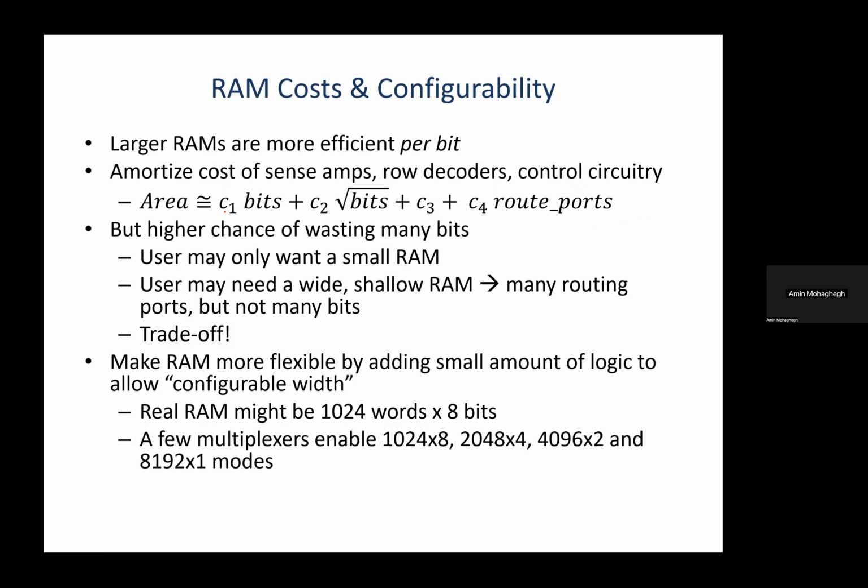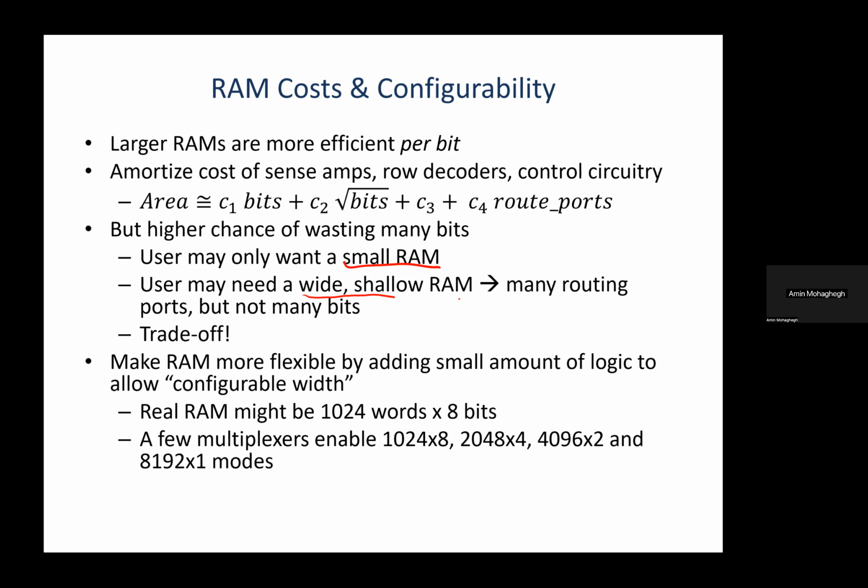If we make big RAMs, our cost per bit is minimized, right? Because we amortize all this other stuff. But if we make really big RAMs, there's a higher chance of wasting a lot of it. Because if we have a lot of little logical RAMs, we're just going to wind up mapping them to big physical RAMs, and they waste most of it. So they might want a small RAM.